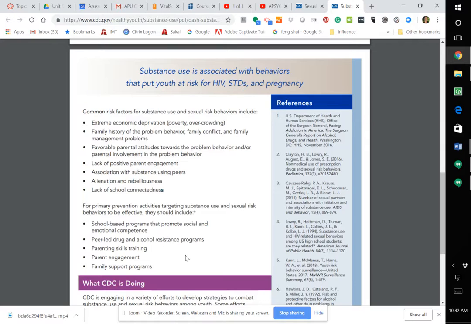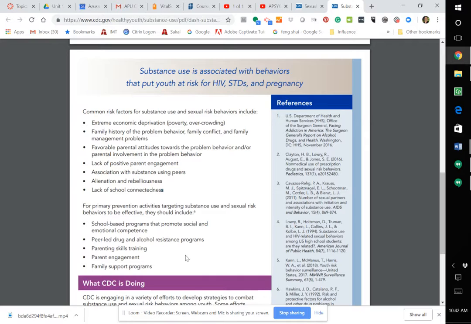because engagement, as you can see, is a thread among all of it. Just because somebody is coming from a place of poverty and overcrowding, guess what? Not everybody is engaging in risky behaviors. There are people who are overcoming that. Even if there's a family history, there are people that overcome it.